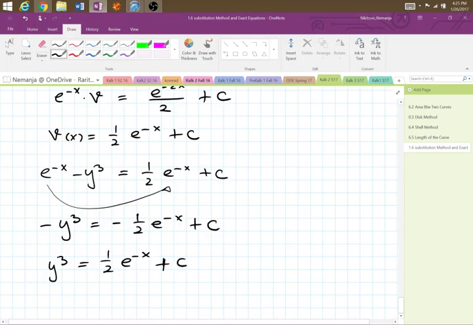Now see, this time plus c, even though you're multiplying by -1, it doesn't really change. It doesn't matter. That is the general solution for the problem.